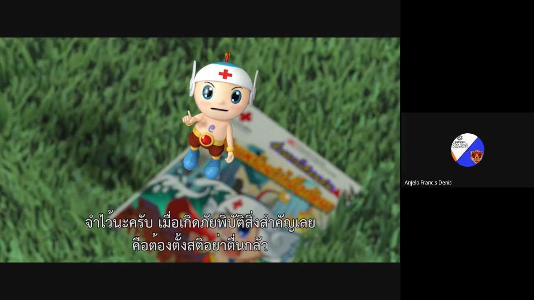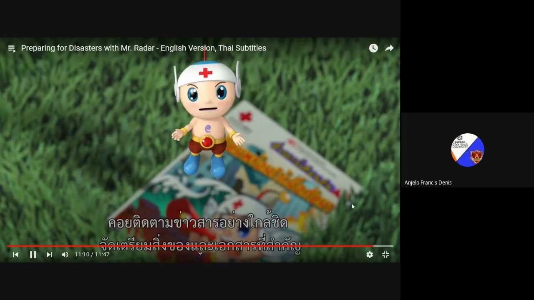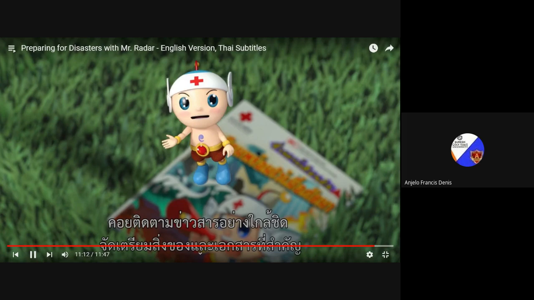When disaster strikes, stay calm. Don't panic. Stay tuned to the news. Prepare basic necessities and protect important documents.